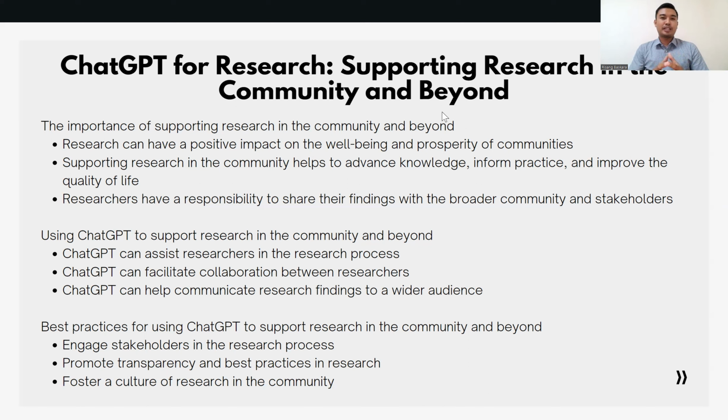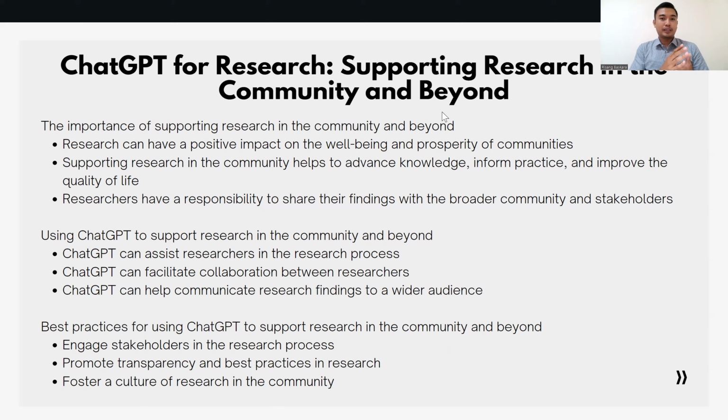To illustrate how ChatGPT can be used to support research in the community and beyond, let's take a look at some specific examples. Imagine you are a researcher who is working on a study about the impact of a new community program on mental health outcomes. You are looking for ways to use ChatGPT to support the research and communicate the findings to a wider audience. To assist researchers in the research process, you can use ChatGPT to generate research questions, identify relevant sources, organize and synthesize information, and create research presentations.